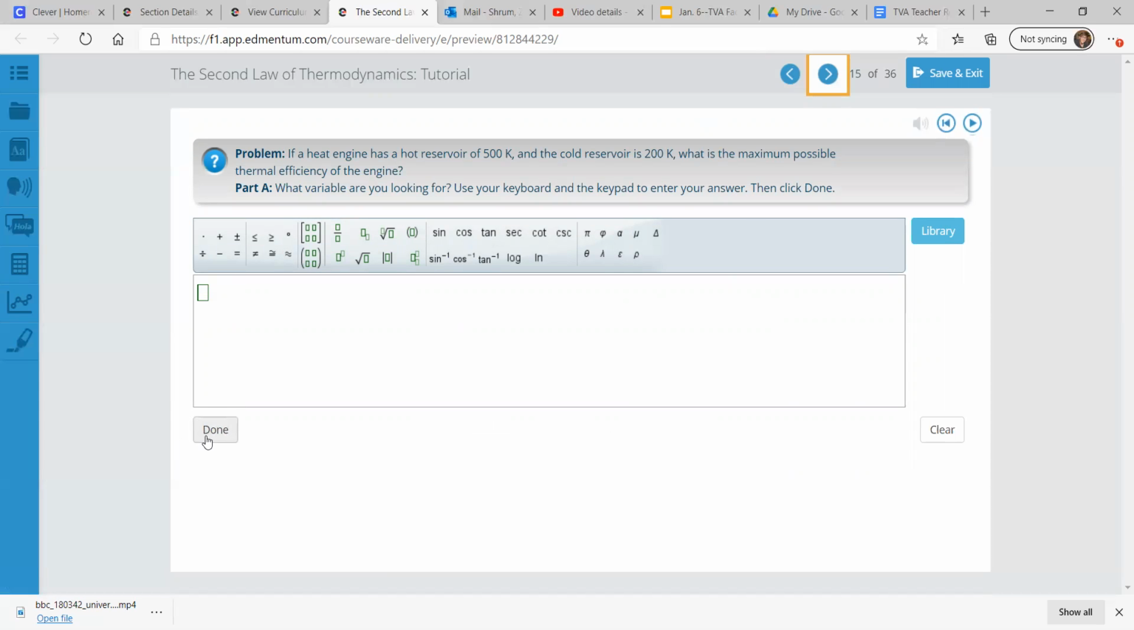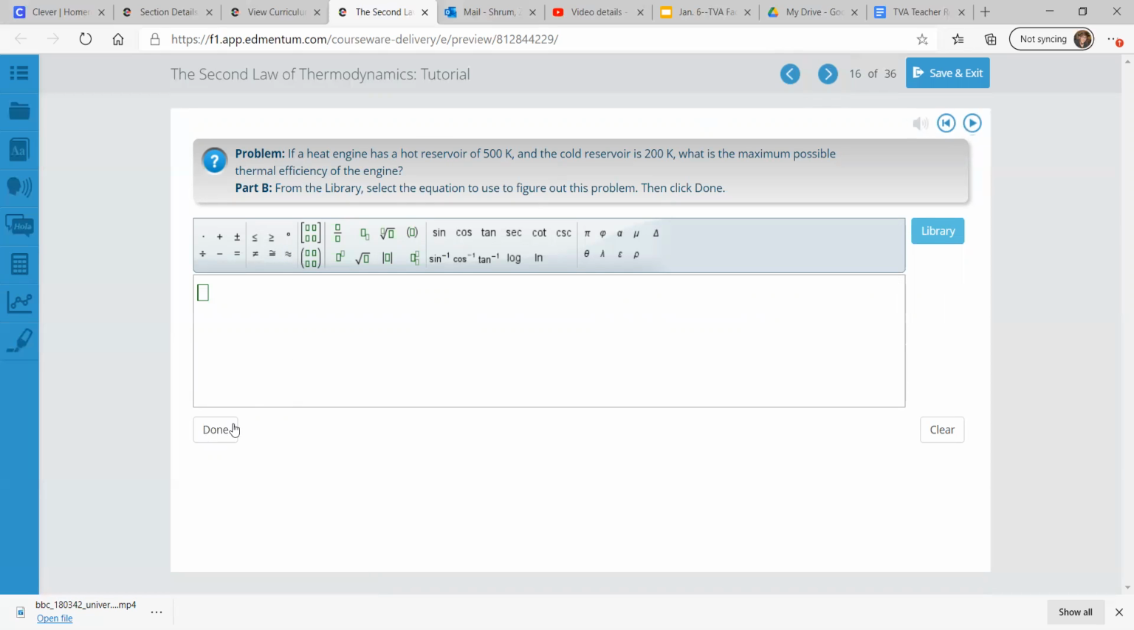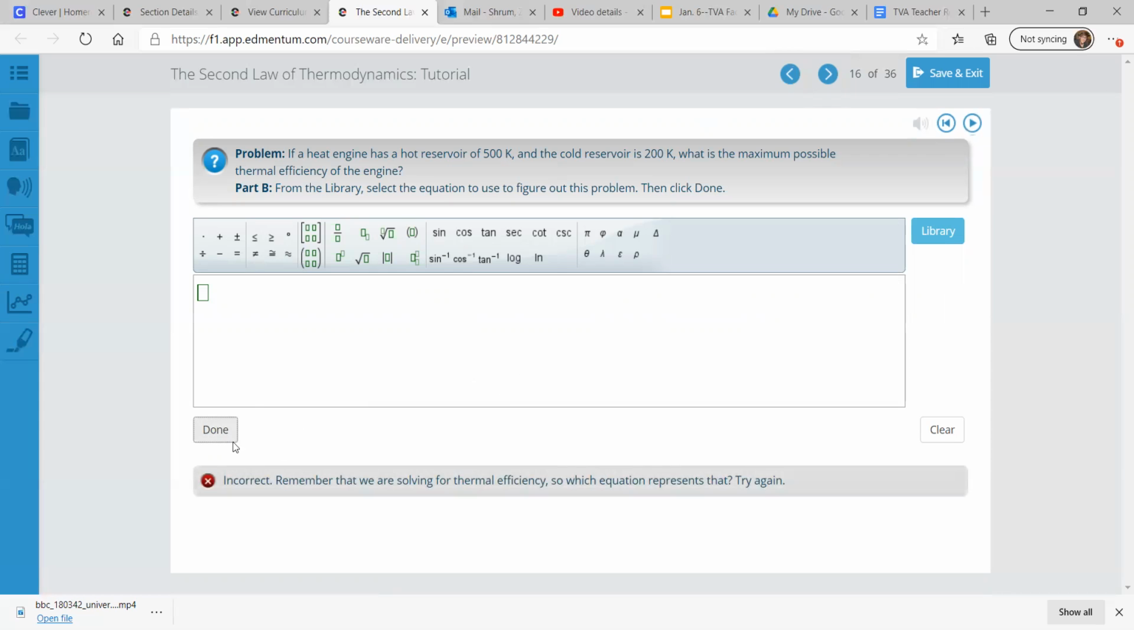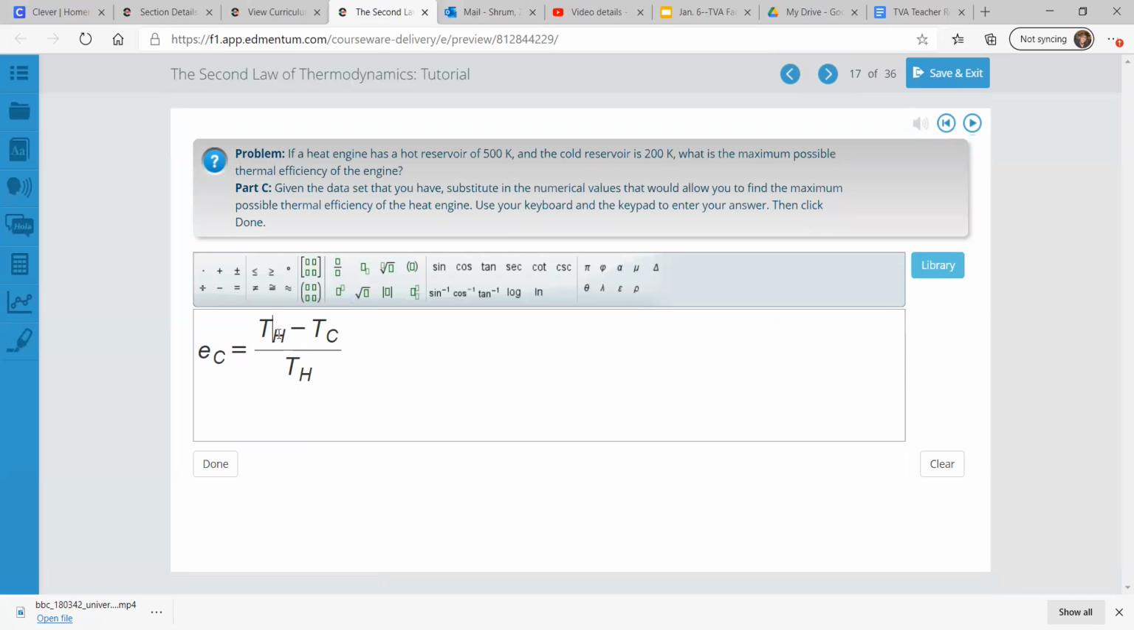Here we have another question. We have a heat engine with a hot reservoir at 500 Kelvin and a cold reservoir at 200 Kelvin. What is the maximum possible thermal efficiency? So what's the Carnot efficiency? We're looking for the efficiency denoted EC, the Carnot efficiency. We need to use this equation, TH minus TC all over TH.